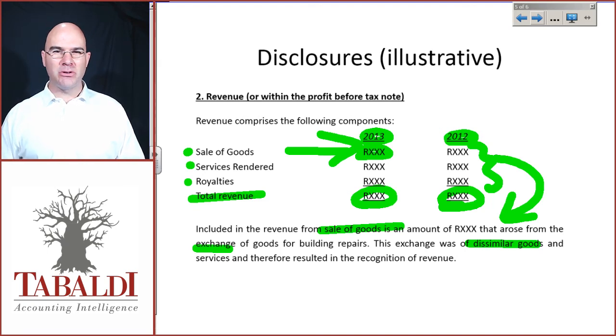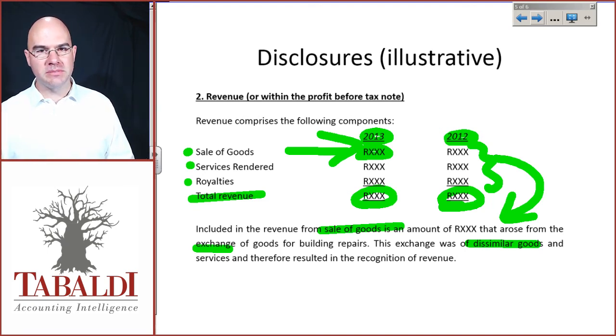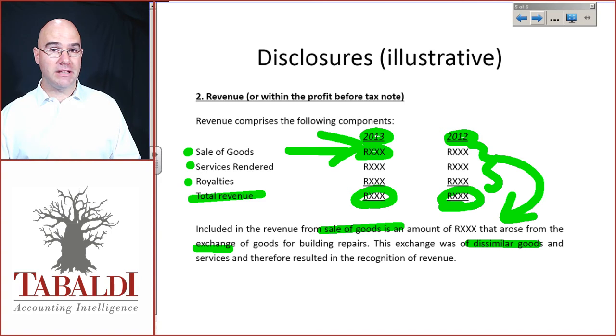Okay, I hope this has given you a starting point. Please look through some sets of financials from listed companies to get a more detailed view on what revenue should be disclosed as, and make sure that you go and look through the illustrative examples or illustrative set of financials in your IFRS books. Thank you.